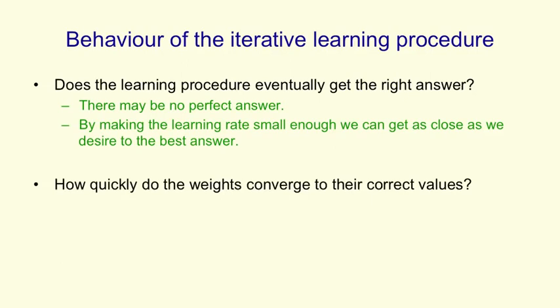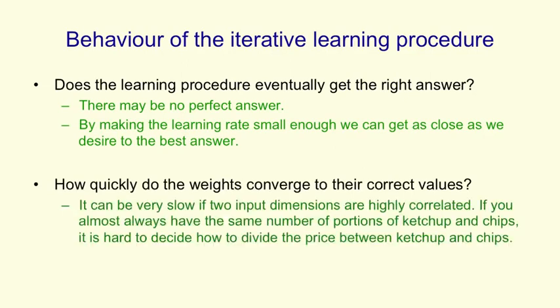Another question is, how quickly do we get towards the best answer? And even for a linear system, the learning can be quite slow, this kind of iterative learning. If two input dimensions are highly correlated, it's very hard to tell how much of the summed weight on both of those input dimensions should be attributed to each input dimension. So if, for example, we always get the same number of portions of ketchup and chips, we can't decide how much of the price is due to the ketchup and how much is due to the chips. And if they're almost always the same, it can take a long time for the learning to correctly attribute the price to the ketchup and the chips.